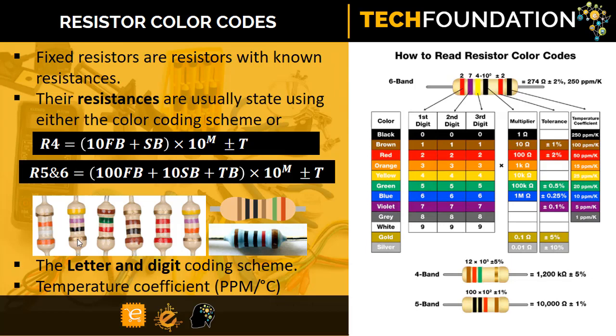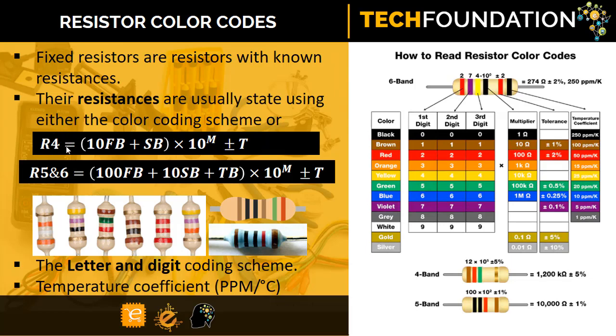Now, how do we calculate the value of the resistor? By using the color scheme. To calculate the resistance of a 4-band fixed resistor, you multiply the first band by 10, then you multiply the second band by 1, and then you add the results of the first band and the second band, then you multiply the result by 10 raised to the power of the multiplier. That is what I've stated in an expression here.